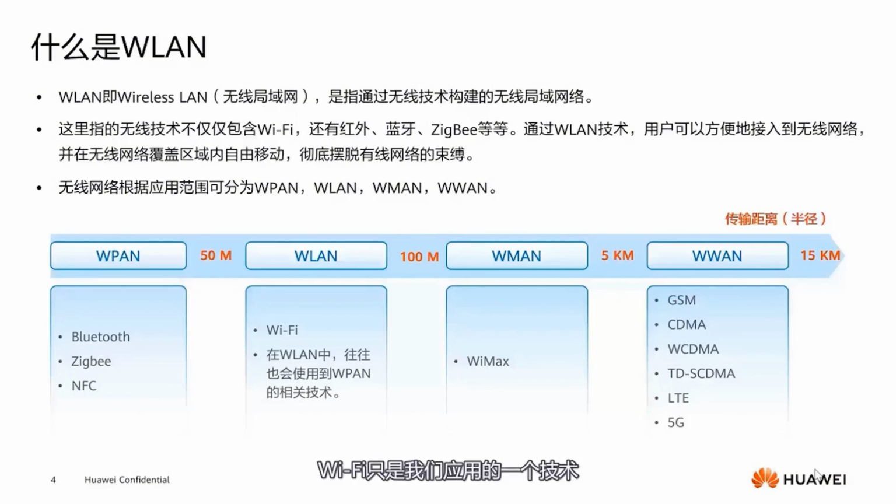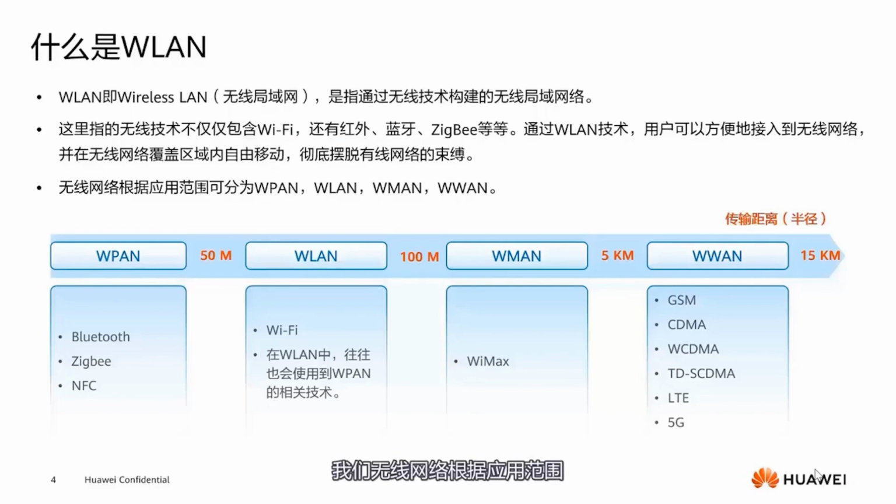WLAN does not only include our Wi-Fi. Wi-Fi is just one of the technologies we use. There are others, such as infrared and Bluetooth. When you transfer data to your friend via Bluetooth or connect your wireless earphones with Bluetooth, it also forms a small wireless local area network. Zigbee is a technology used in the Internet of Things. Through WLAN technology, users can access the wireless network within a small range and work or live mobile, freeing themselves from the constraints of cables.